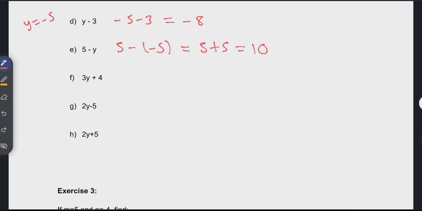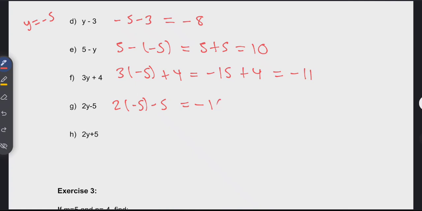Then what about 3y plus 4? So 3 times minus 5 plus 4. Well, 3 times minus 5, that is minus 15. Plus 4, it's getting less negative, you get minus 11. What about 2y minus 5? We've got 2 times minus 5 minus 5. Okay, so 2 times minus 5, positive times by negative, that is negative. Minus 10 minus 5, that is equal to minus 15.